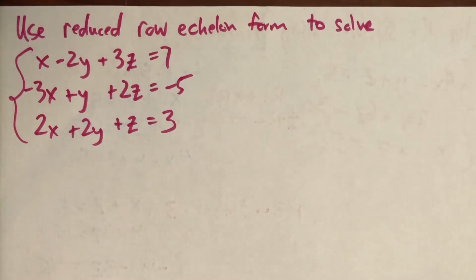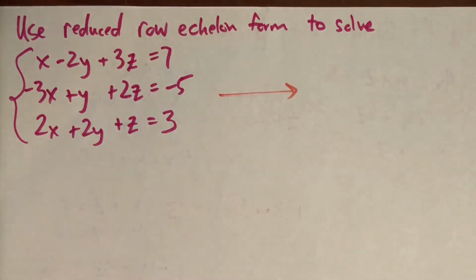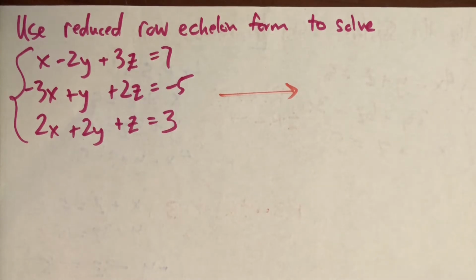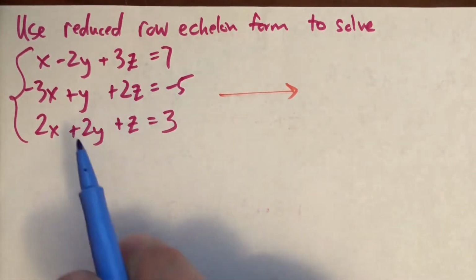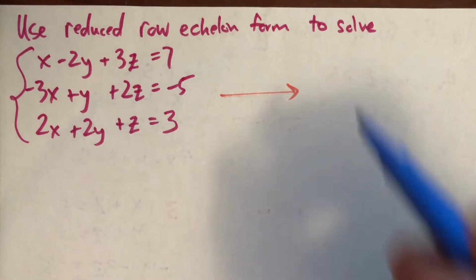Okay, well, let's use reduced row echelon form to solve the system here. So first thing we want to do is rewrite this using an augmented matrix. We're just going to take all the coefficients of all of our variable terms and then the constants, and put them all in an array here.